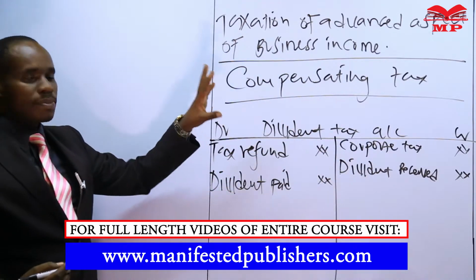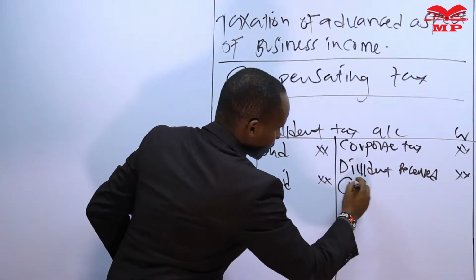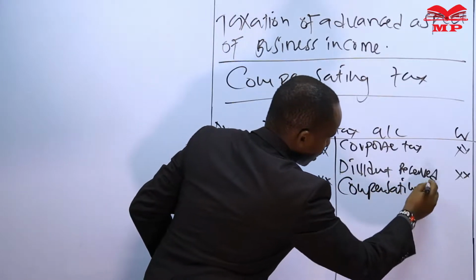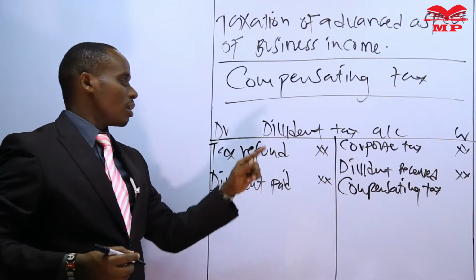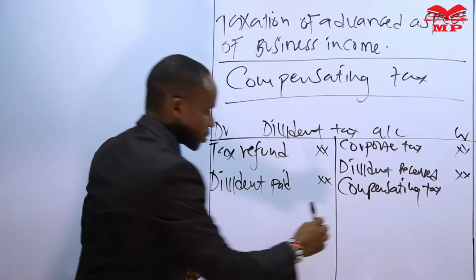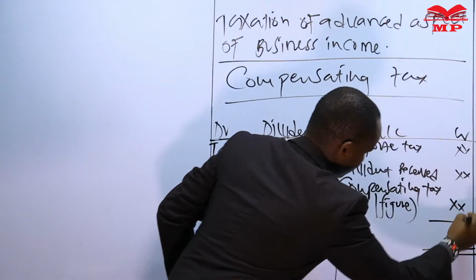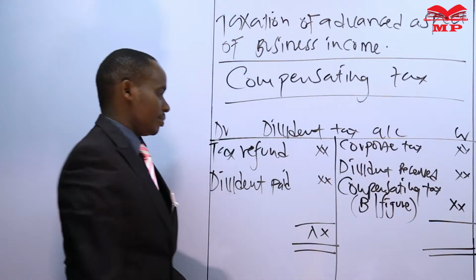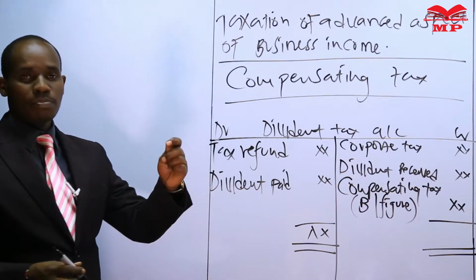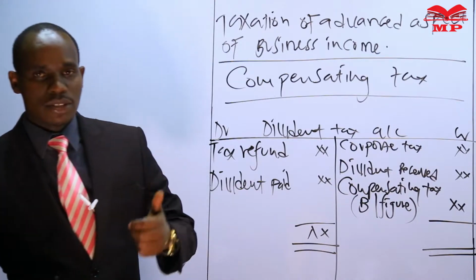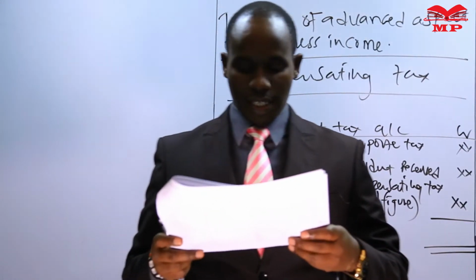Then you are supposed to get the totals of the debit and the totals of the credit. If the debit side is more than the credit side, that is when we experience compensating tax. And therefore, in few words, compensating tax is the balancing figure of the dividend tax account. So in order for us to understand better how to calculate compensating tax, we will do one illustration so that at least we can digest that particular area.